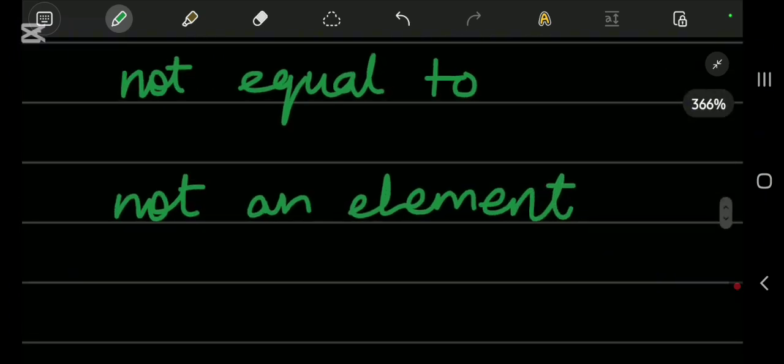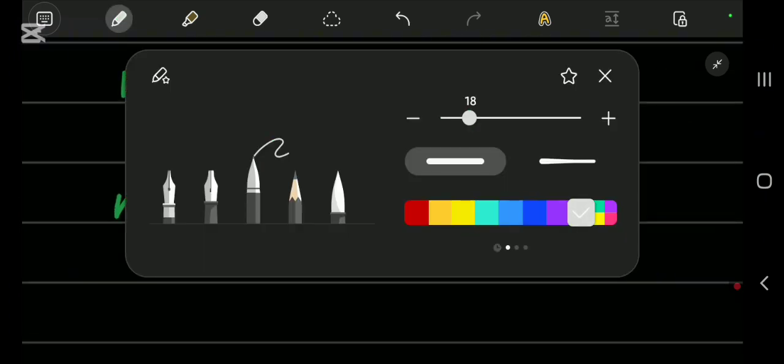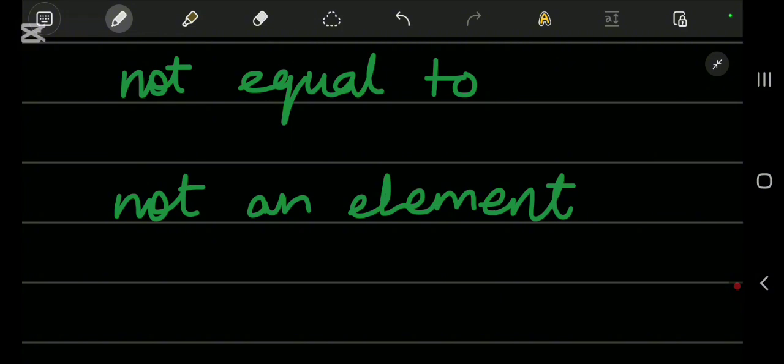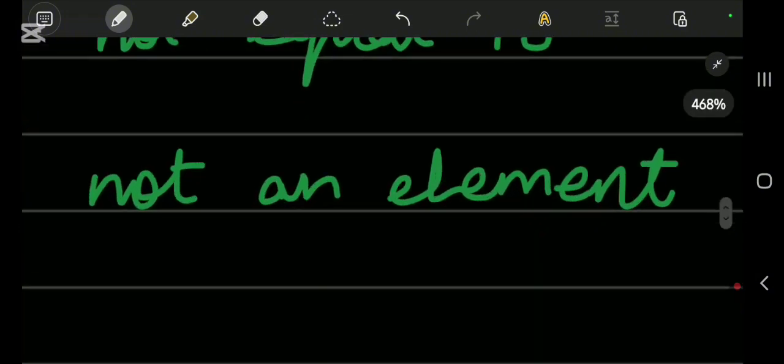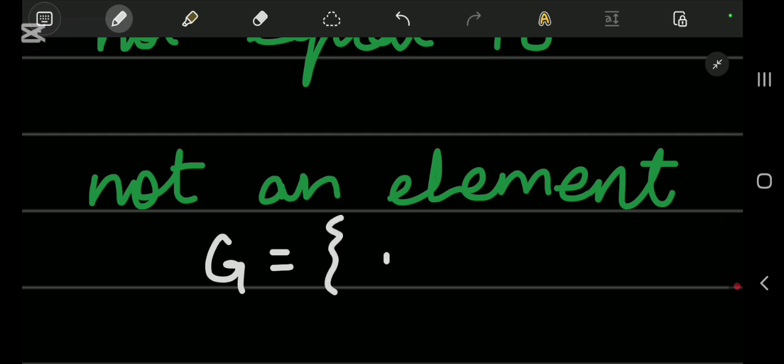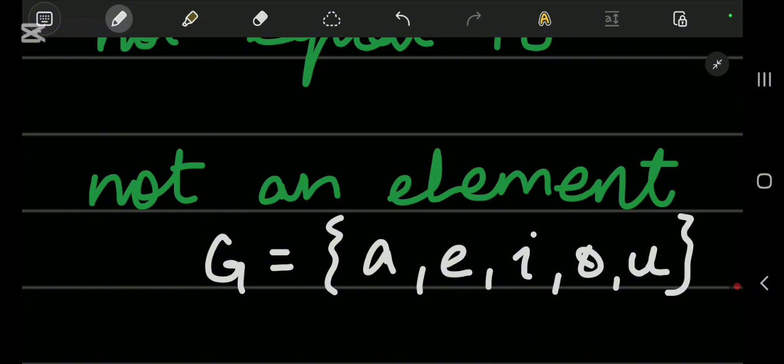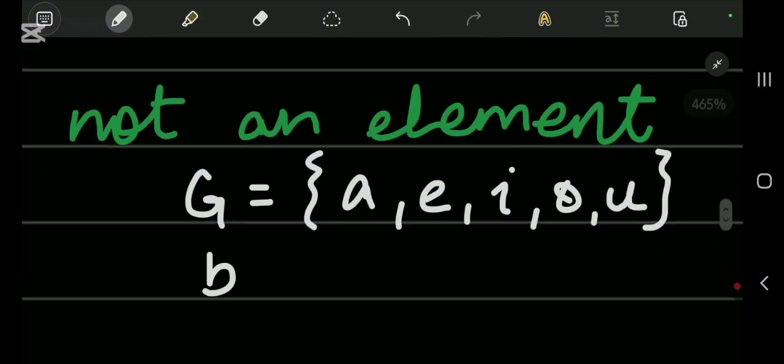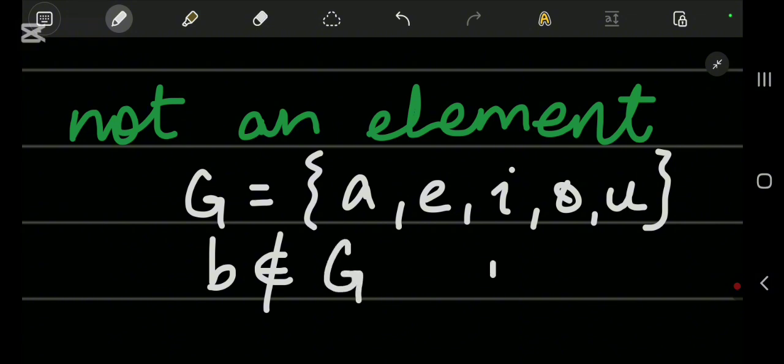For example, let me give you an example. We represented a set of vowels, G equals the set of vowels, that means A, E, I, O and U, and we are asking about the element B. Is B an element of set G? We will say B is not an element of set G, but yes, A is an element of set G. If they ask you about some letters, this is how you can do it, or we can do it with numbers as well.